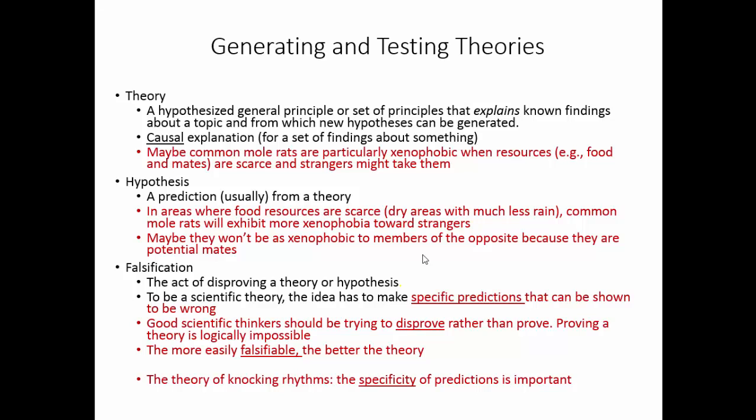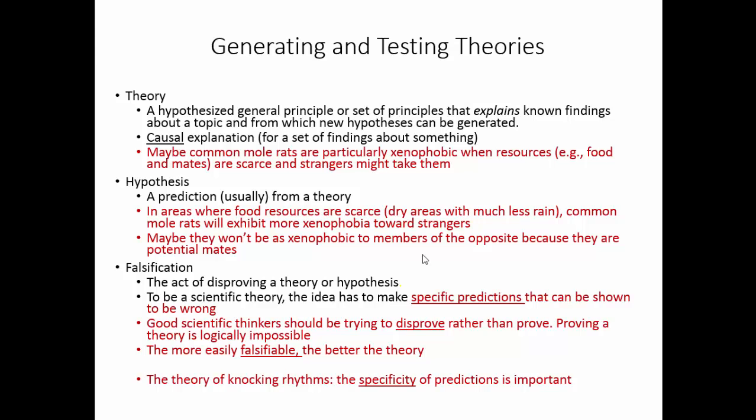But logically, proving a theory absolutely true is impossible. It's logically impossible. That's why Popper emphasized falsification as the more important thing. Theories certainly don't have to be provable, because none of them can be proven, but they have to be potentially falsifiable. And the more easily falsifiable, the better the theory.